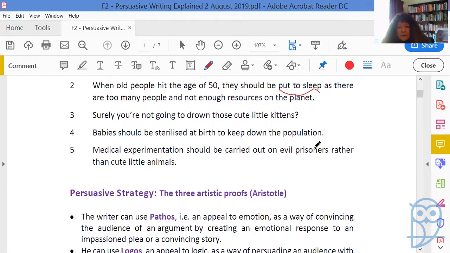Right, what about the last one, number 5? Medical experimentation should be carried out on evil prisoners rather than cute little animals. I understand everyone's scared of medical experiments, but all these ones that are tested, beauty products tested on animals, should that be allowed? Or should it rather be on evil prisoners who are murderers, serial killers? Should they be in society at all? Surely if you belong to a society, you have to obey the rules.